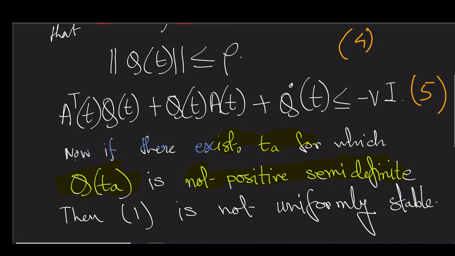Here I would like to clarify one thing, although the statement needs further clarification. Don't think that Q(t) is not positive definite means that Q(t) is positive definite. Q(t) could be positive definite. It means Q(t) is neither positive definite nor positive semi-definite, right? Then one is not uniformly stable.